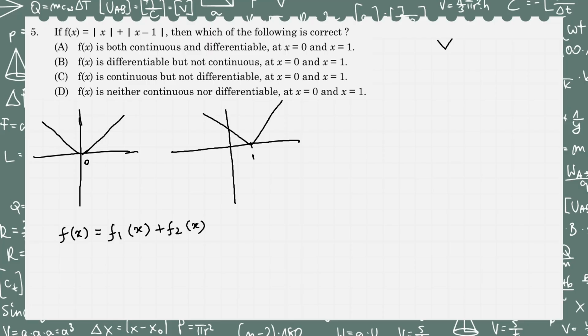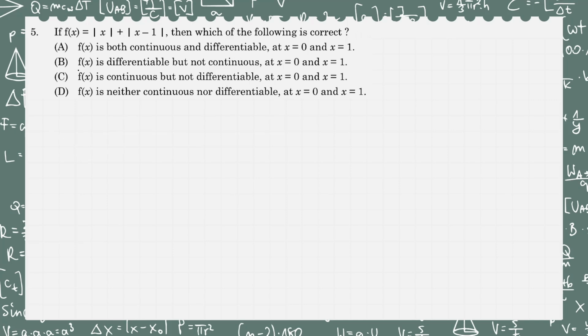Since we know that modulus x and modulus x minus 1 both are continuous separately, their sum is also continuous, no doubt about that. So f of x is continuous. And about the differentiability, first function f1 of x is not differentiable at x equal to 0, and the second function f2 of x is not differentiable at x equal to 1. So what we can conclude here is f of x is continuous but not differentiable. So option C is the correct answer.